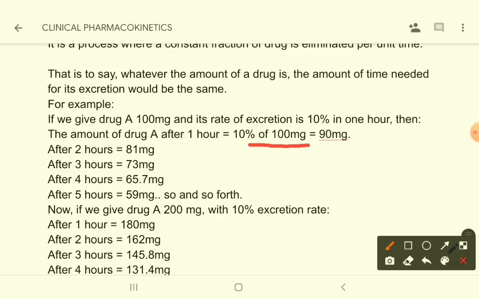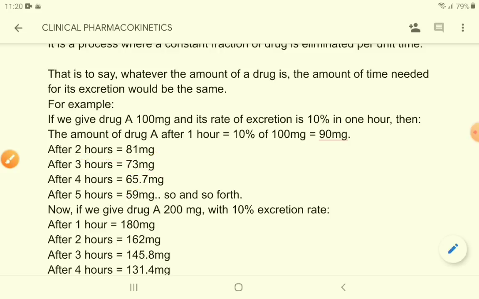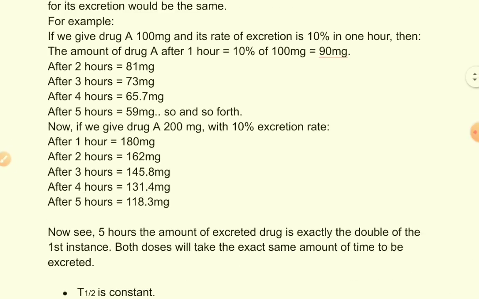So after 2 hours, the remaining amount of the drug within the body will be 81 milligram. Okay, and then after 3 hours, like this, 73 milligram. After 4 hours, 65.7 milligram, and so forth. And after 5 hours we are getting 59 milligrams, and so on.